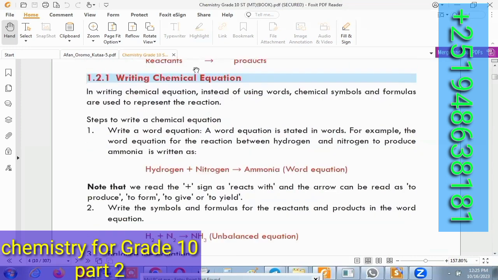Let us come to see how we can write chemical equations. In writing chemical equations, instead of using words, chemical symbols and the formulas are used to represent that reaction.